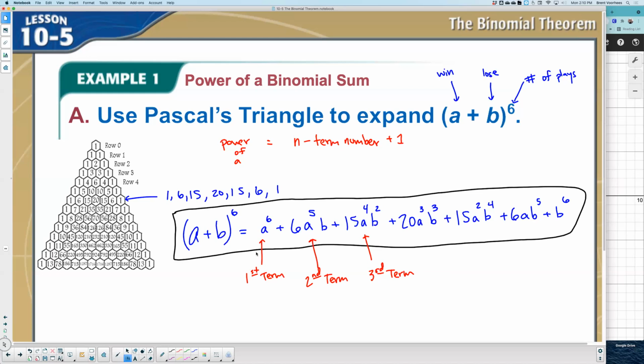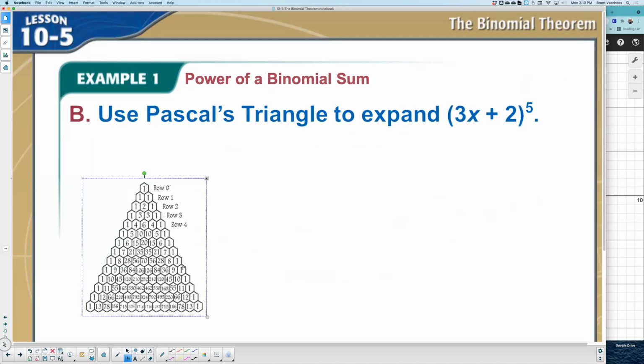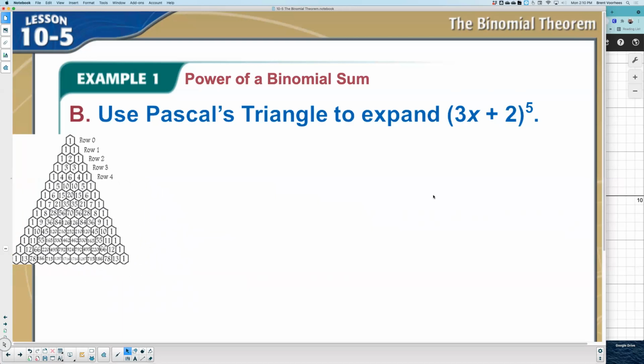All right, part B. Let me copy this. Part B here. It says use Pascal's to expand this. So now I'm moving a little bit away from A's and B's, and I now have a 3x plus 2. This is still going to refer to our winning. We're going to think of this as winning. This is going to be referred to as losing. What's the 5 represent? The number of plays. You have it.